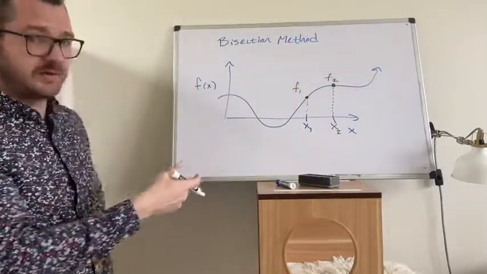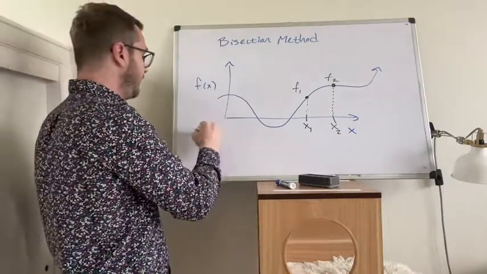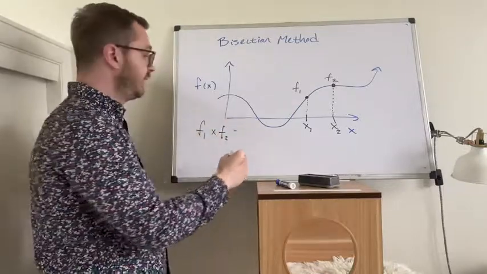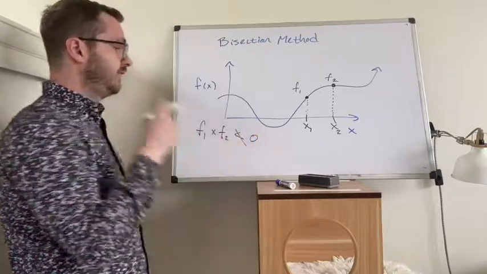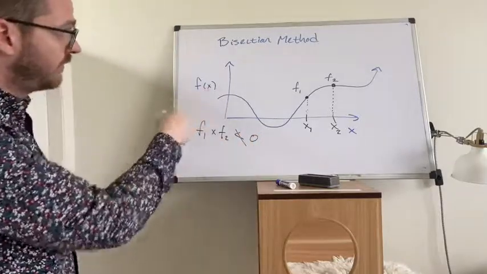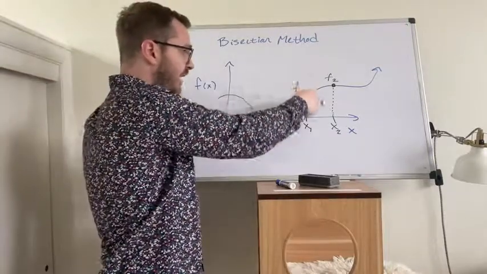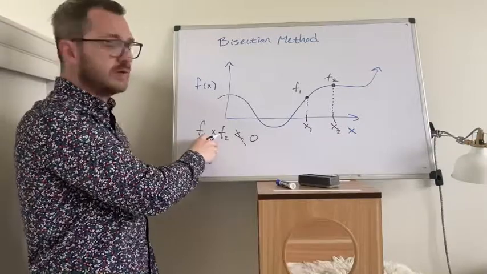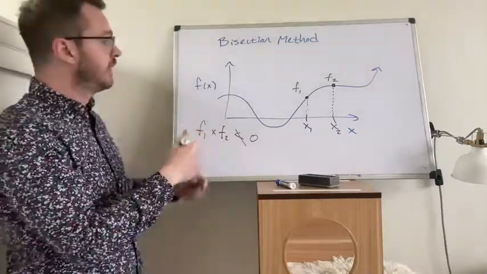If we look at this, clearly f1 and f2 are both positive, right? So if I take f1 and I multiply by f2, then this is not less than 0, right? This is two positive numbers multiplied together. And it doesn't matter the magnitude of them, right? This could be like 1 over 10, and this could be 1 over 100. It doesn't matter. They're both positive.